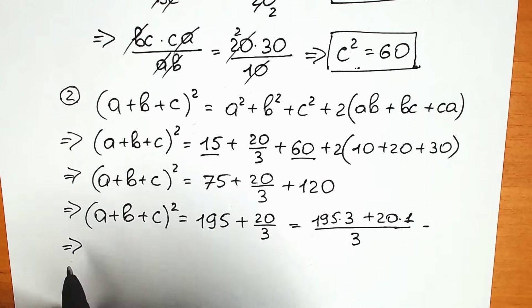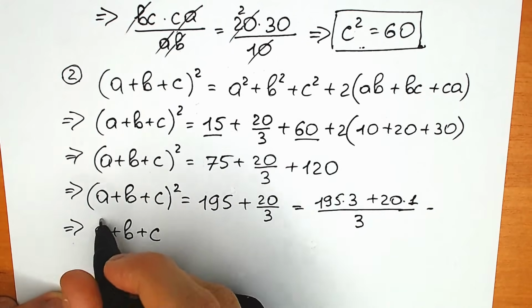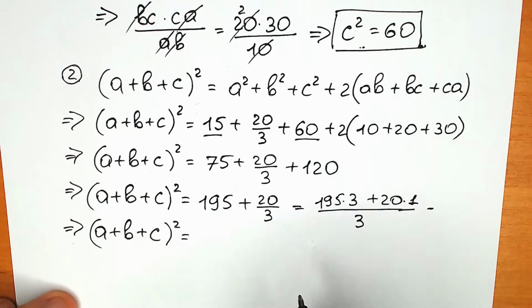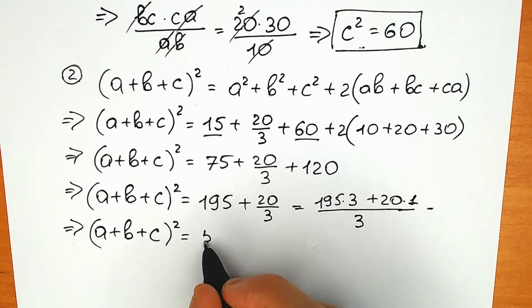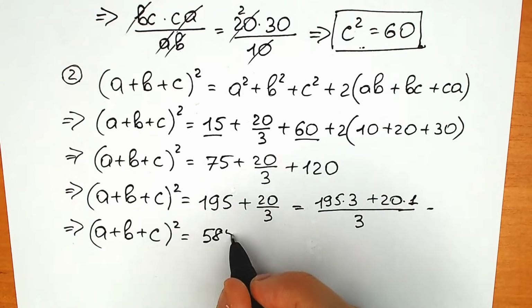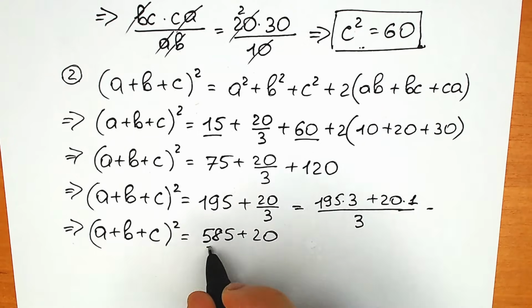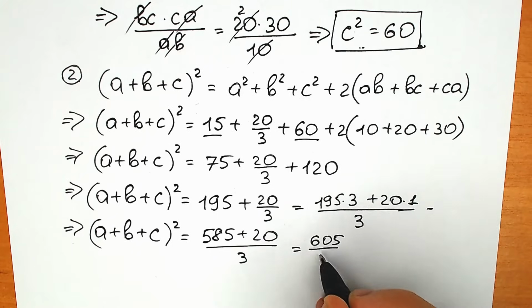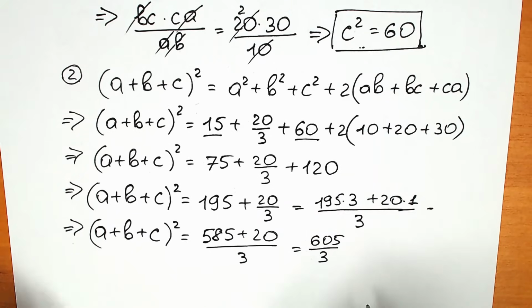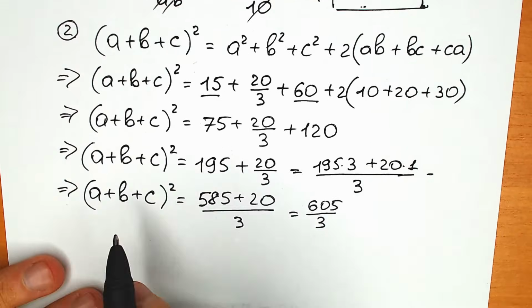Okay, and our answer to this part, so we have A plus B and plus C to the second power equal to, so we have 195 times 3, so we have 585 plus, right here we have 20 times 1, we have 20. So 20, and we divide it by 3. We can easily add it. 585 plus 20 equal to 605 all over 3. It looks like this is our answer, but in our case we need to find our A plus B plus C.